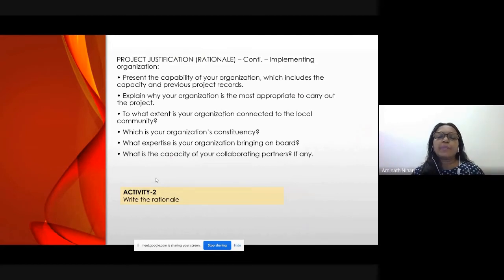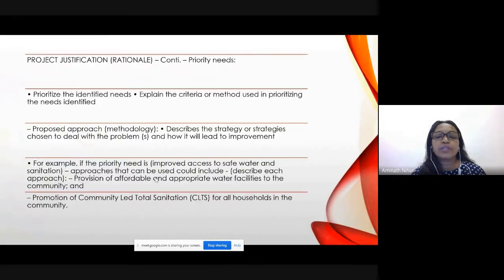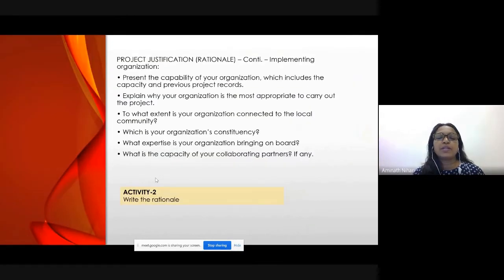Present the capability of your organization, which includes the capacity and previous project records. Why is your organization the most appropriate to carry this out? What kind of experience does your organization have in order to implement this project properly? How is your organization connected to the local community, the constituency? What expertise are you bringing on board? Who are the collaborating partners, if any? When you think of these points, you will already know what you can put in as your rationale.